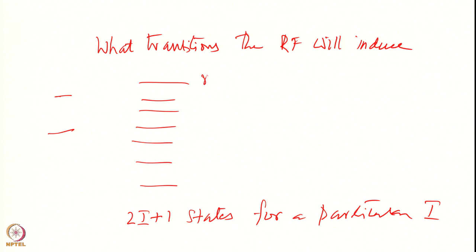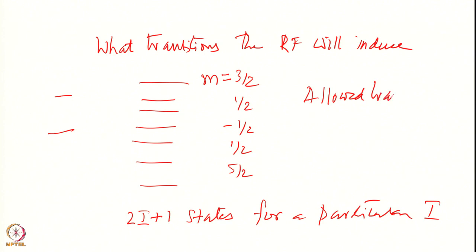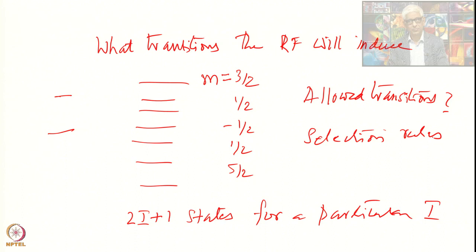So these are various values of M here. If I call it M, the magnetic quantum number, let us say this has 3 by 2, 1 by 2, minus 1 by 2, or 5 by 2, and so on and so forth. We have various kinds of spin states which are possible. What sort of transitions are allowed? So in other words, what are the allowed transitions? The same thing is to say, what are the selection rules? Does the RF induce transition between every two levels?